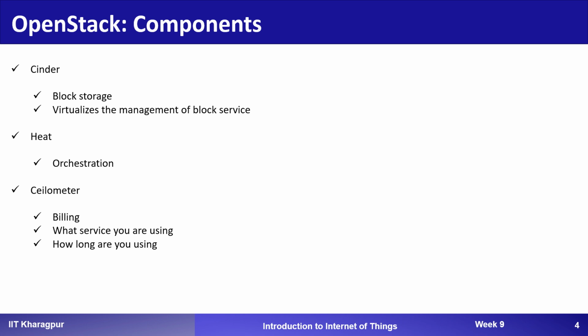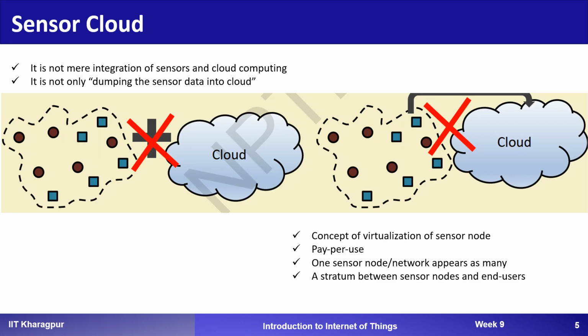After this, the next topic is your sensor cloud. So as the name suggests, sensor cloud, what does this exactly mean? So basically it is not just the integration of your sensor technology and your cloud computing, and it was also not dumping of the sensors data into your cloud. So the first picture is showing that sensor cloud does not mean the integration of your sensor technology with your cloud computing. That is the synergy of your sensors and your cloud.